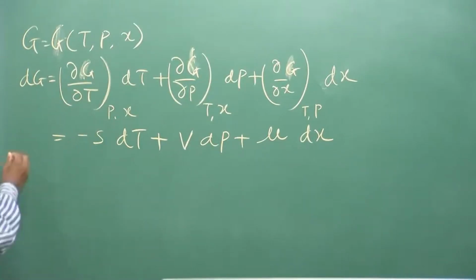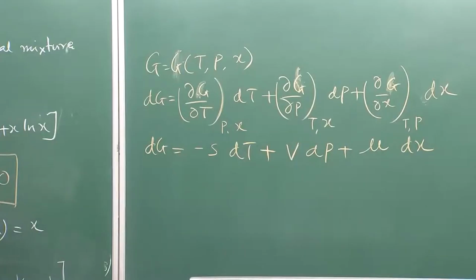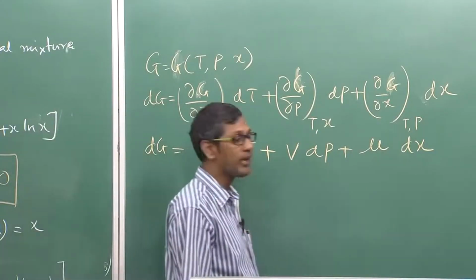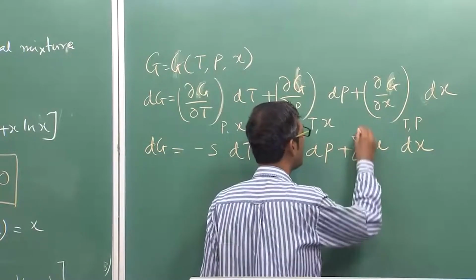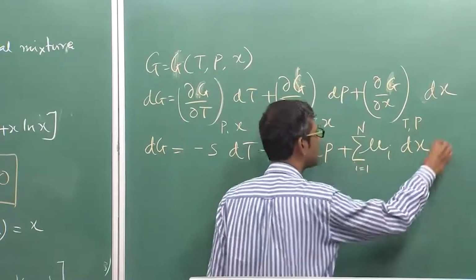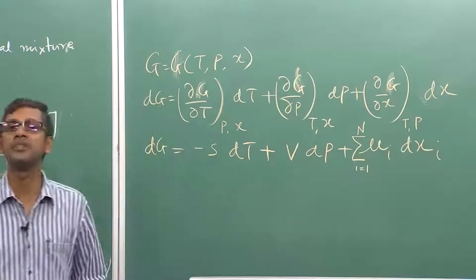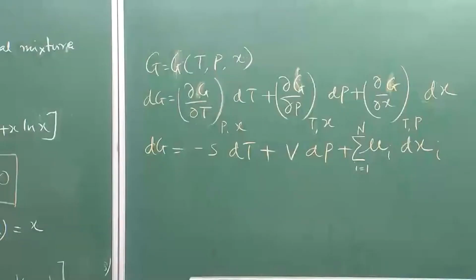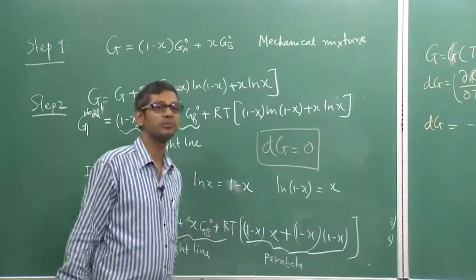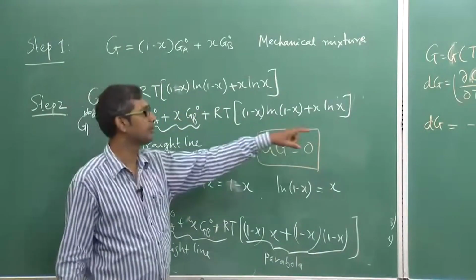So that means the total change of free energy is equal to this. Now if I have many components, I write it this way, summation i equal to 1 to n, mu i dxi. Suppose you have a 3 component solution, then you will write mu 1 dx1, plus mu 2 dx2, plus mu 3 dx3. That summation is what is taking care of atomic mixing. The atomic mixing part is coming from these summations.